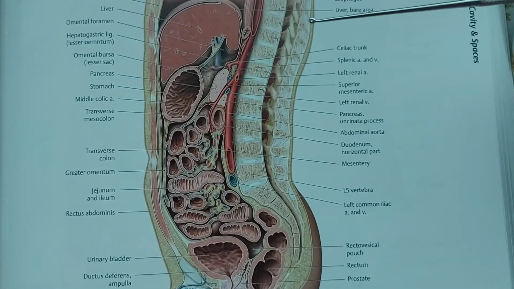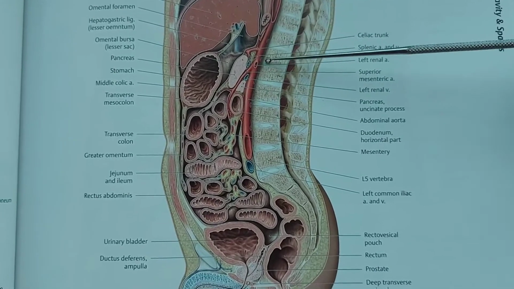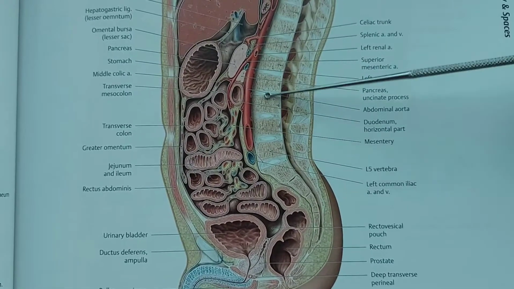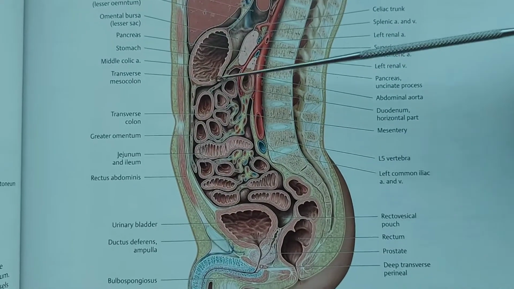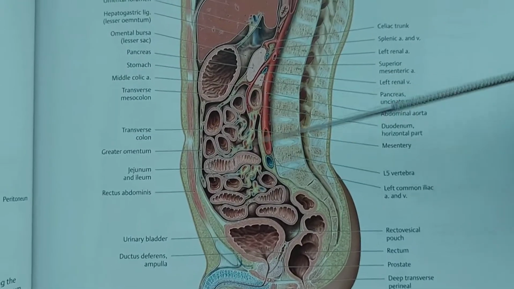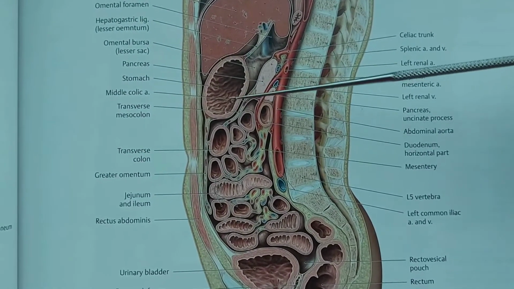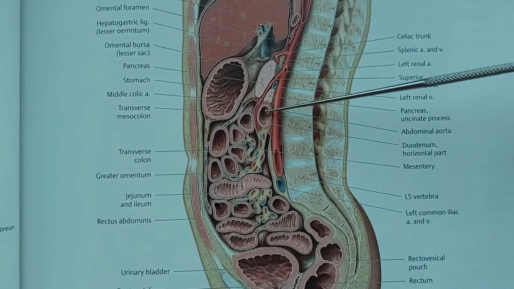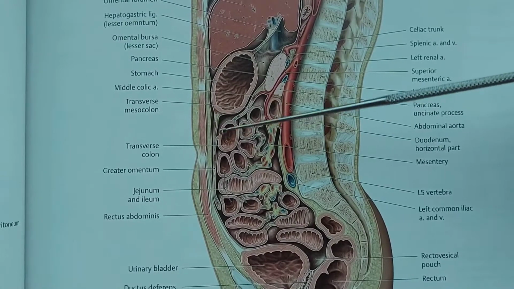Here is the cross section through the abdomen. Here we see that this is the vertebral column, and this is the anterior abdominal wall. In between, this is the abdominal cavity. In this abdominal cavity, we can see this is the liver, this is the stomach, and here is the duodenum, and this is the small intestine. Here is the transverse colon.